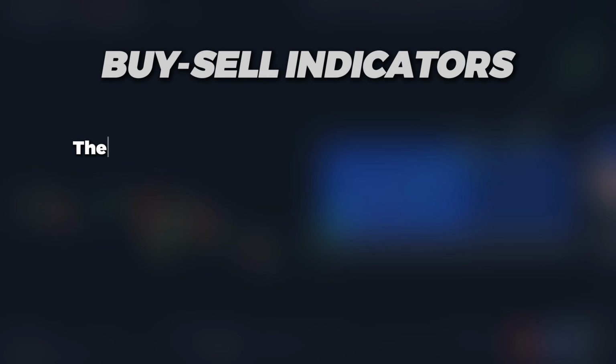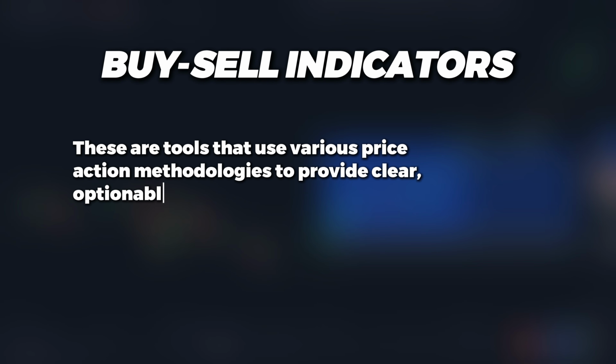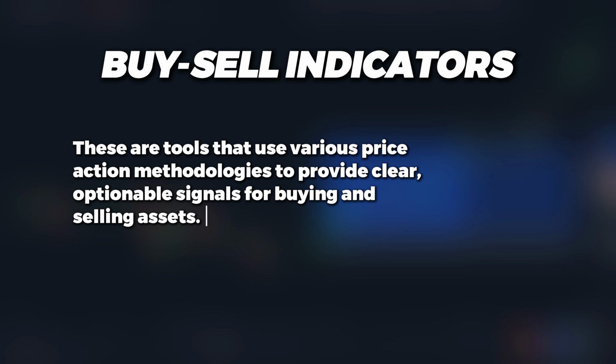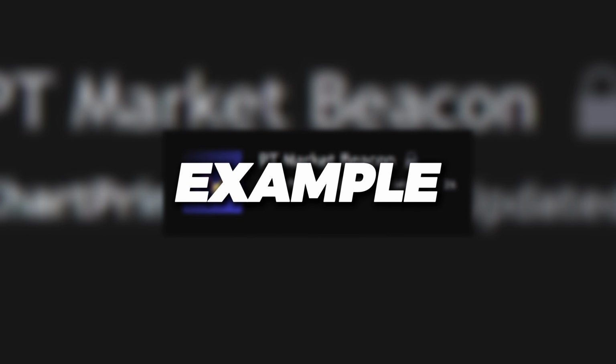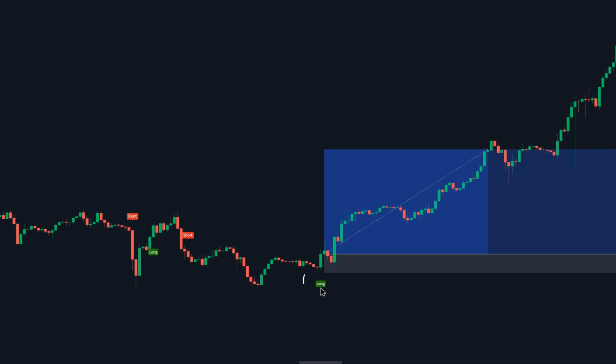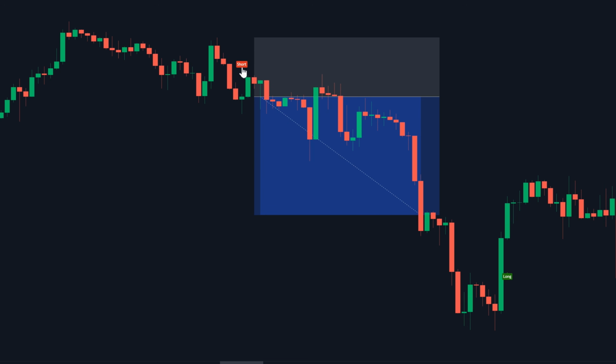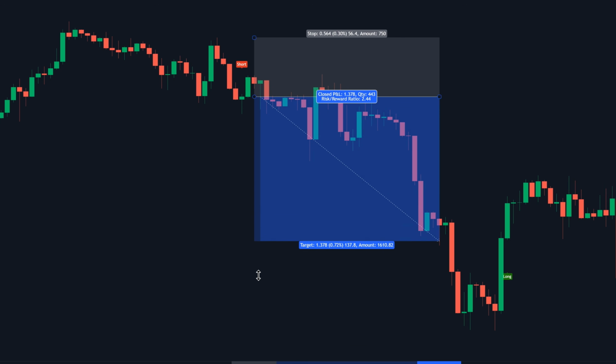Buy-sell indicators. These are tools that utilize various price action methodologies to provide clear, actionable signals for buying and selling assets. Example, the PineTrades Market Beacon. Whenever there is a long signal like this, you take a long trade. Conversely, whenever there is a short signal like this, you take a short trade.